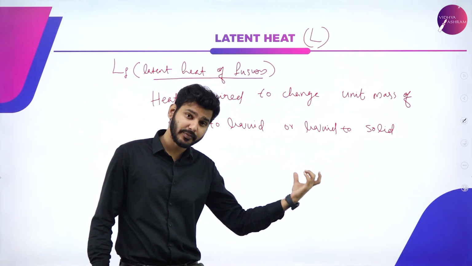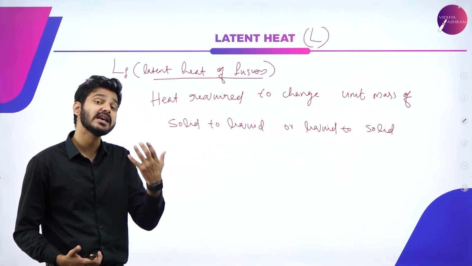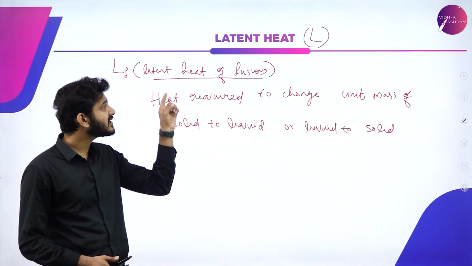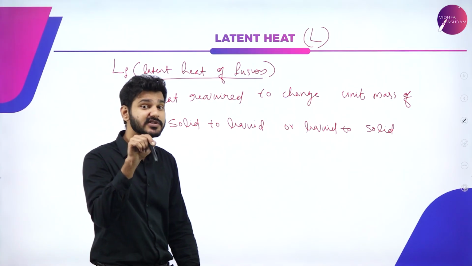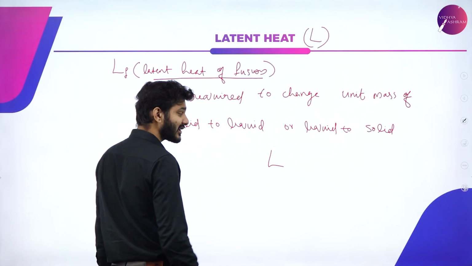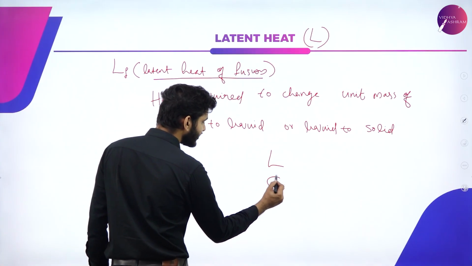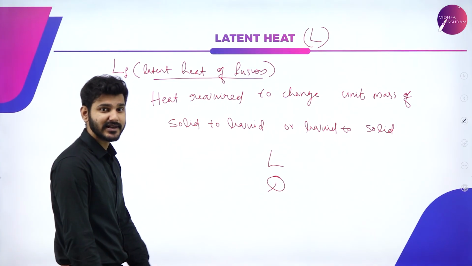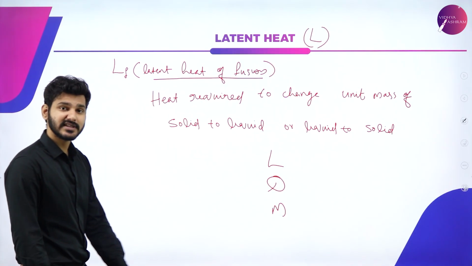The heat or energy required for this particular process is known as latent heat of fusion, and it is indicated by L subscript F. And you also know that L is the latent heat, Q is the heat that is given to the system, and M is the mass of the substance.